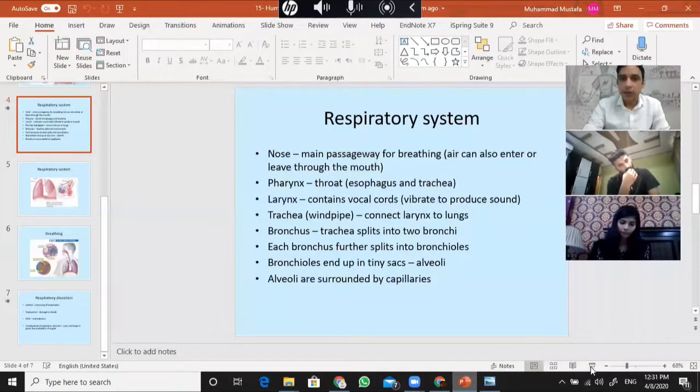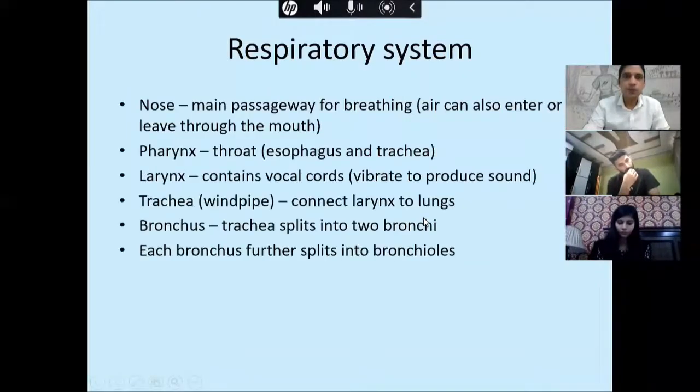Okay, let me take you to the next part. After the larynx, it enters into the trachea. Trachea is the main air passageway, which takes the air into the lungs. Nature provides C-shaped cartilaginous bony structures into the walls of that trachea to keep that trachea open.